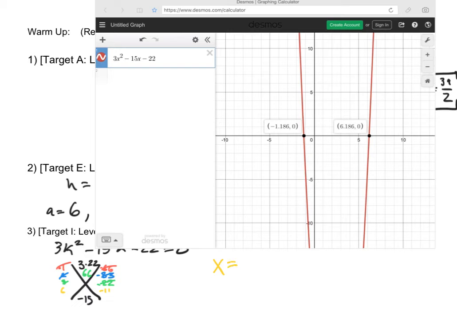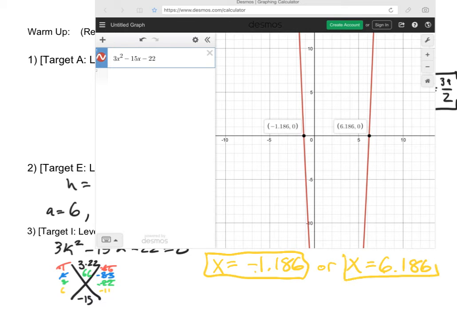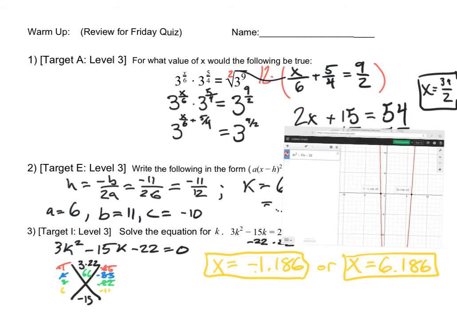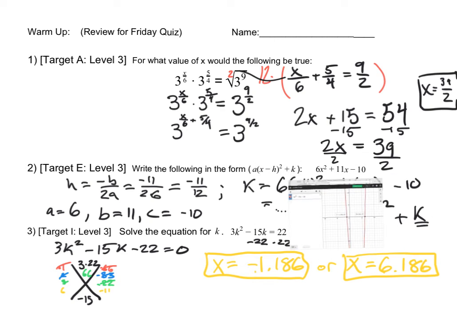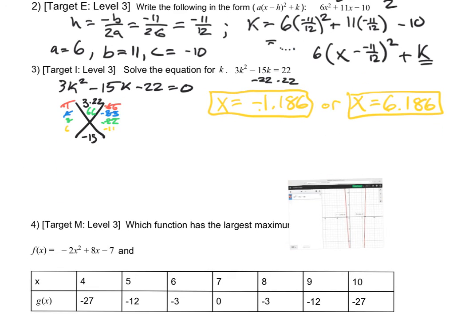So x is equal to negative 1.186, or x is equal to 6.186, apparently. We'll see later on how to get those algebraically, but for now, have to use a Desmos calculator. Don't have another way to do it. All right, moving right along, thank you, Desmos calculator. Goodbye, Desmos calculator.